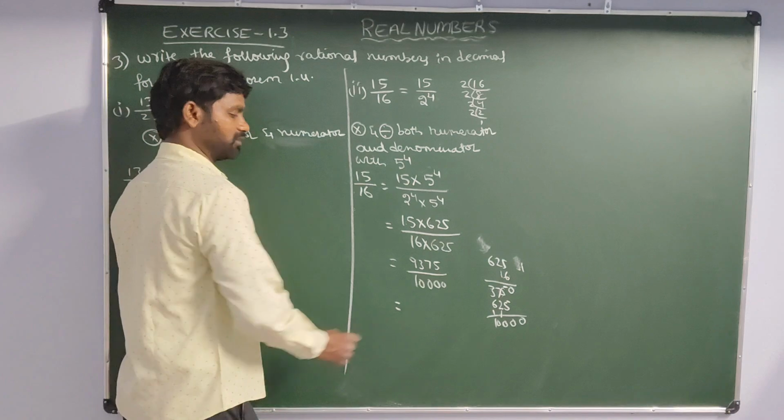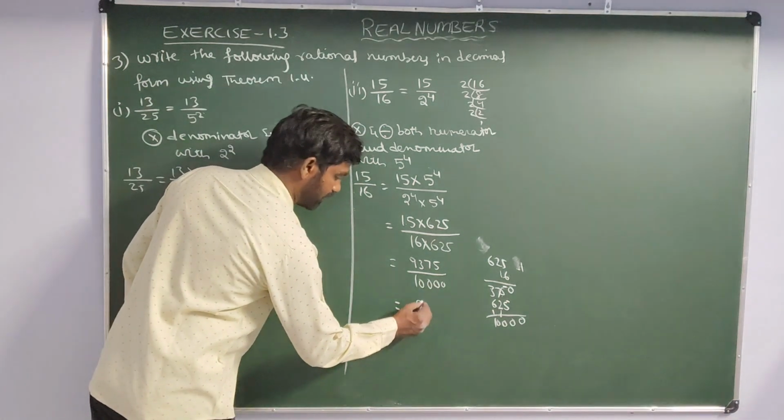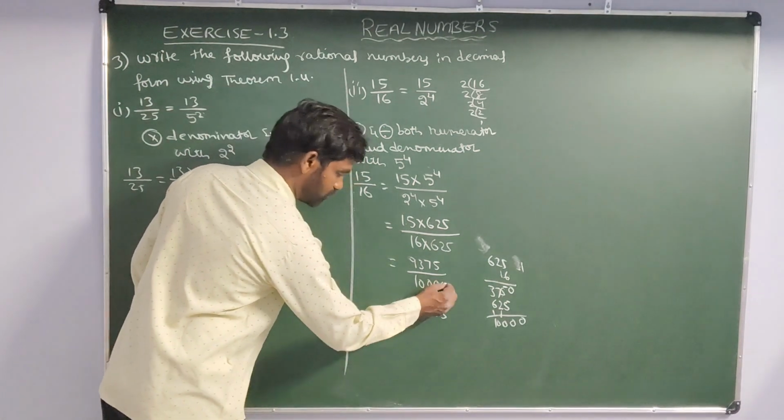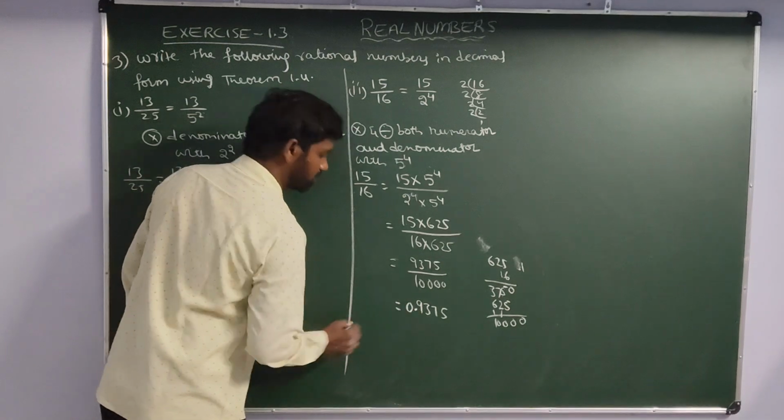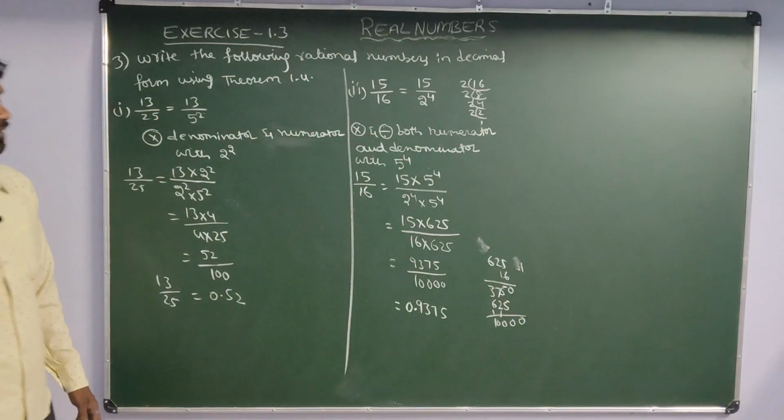So now what is our answer? 9375. The zeros are 1, 2, 3, 4. 1, 2, 3, 4. So the answer is 0.9375.